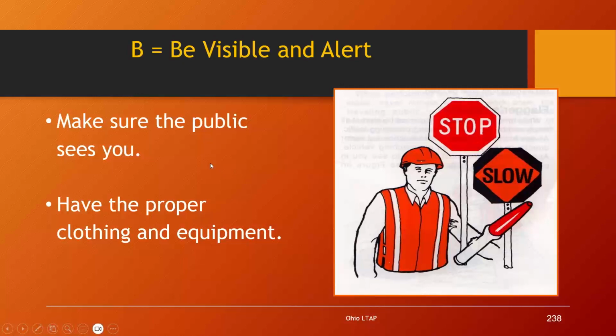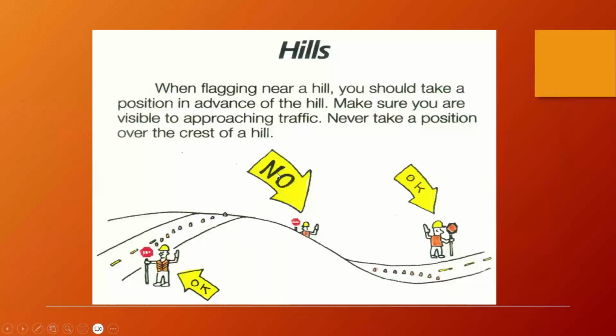So that's the details of the advanced warning area, the A for ABC. Let's move on to the B in the ABCs. B stands for be visible and alert. We need to make sure the public sees you from a distance, and so we need to make sure you have the proper flagging apparel and equipment.